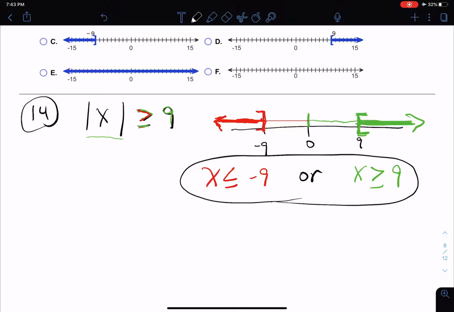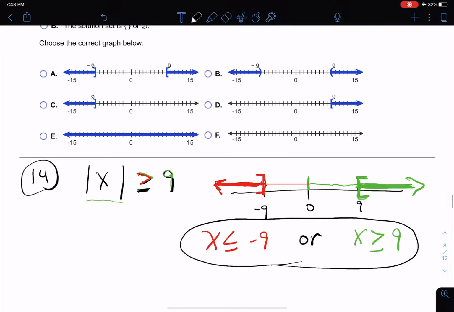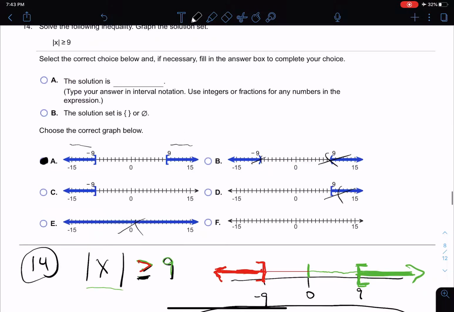Okay, so let's go up and figure out what that looks like. It's not too far away. Well, you can see my drawing right here in red and green. Because of these equal signs, you know it's got to be a closed bracket. Those are open. That only has one side to it. There it is right there. It goes from negative 9 down and positive 9 up, and it includes them with the square bracket. That's my answer A. They also want us to write this answer in interval notation.